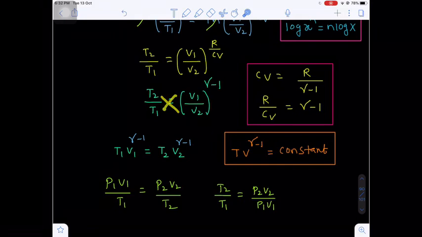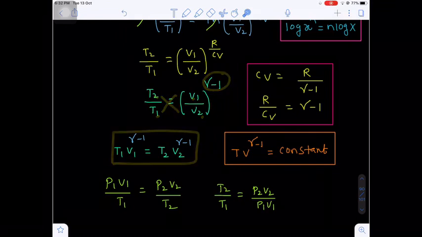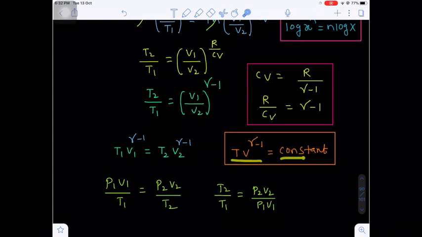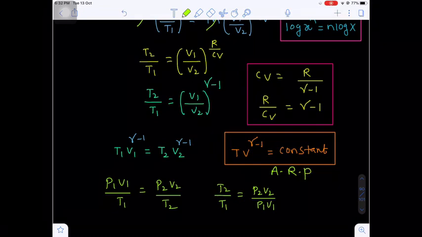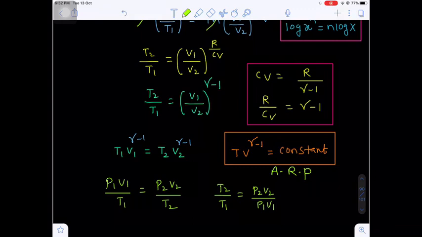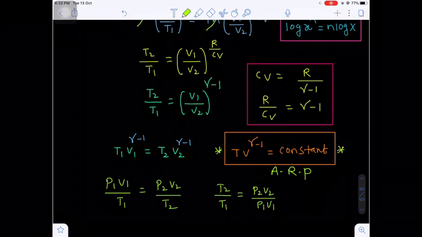Now by cross multiplication, we can write T1 into V1 to the power gamma minus 1 equal to T2 into V2 to the power gamma minus 1. Okay. So overall, we can write TV to the power gamma minus 1 is equal to constant. This is a very important relation between temperature and volume in adiabatic reversible process. In which process? Adiabatic reversible process. What is the relation between temperature and volume? T into V to the power gamma minus 1 is equal to constant. This is one of the important relations we have to remember. Are you getting my point?